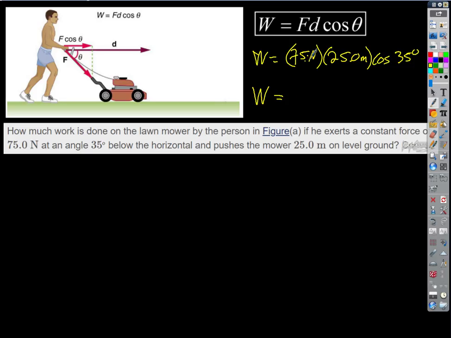1,535.9. Okay, and we can only keep how many sig figs here? Looks like 2 with the angle, right? So 1,500. And the units look like newtons times meters, right? The cosine of 35 is unitless, right?